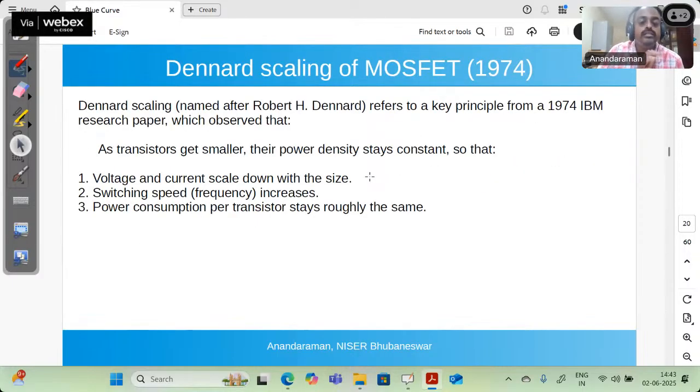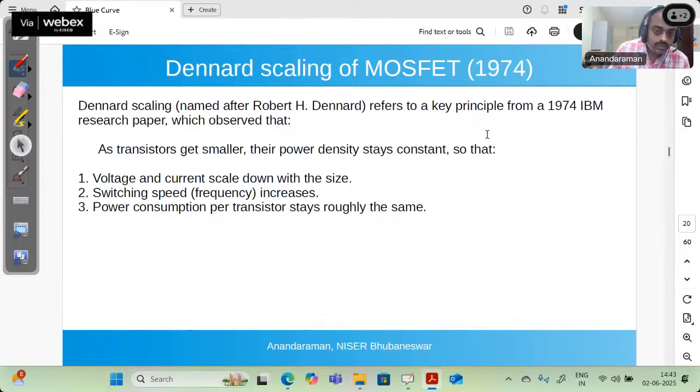Then there is a concept called Dennard scaling. Dennard is a scientist. Robert H. Dennard refers to the key principle from an IBM research paper: as transistors get smaller, their power density stays constant.